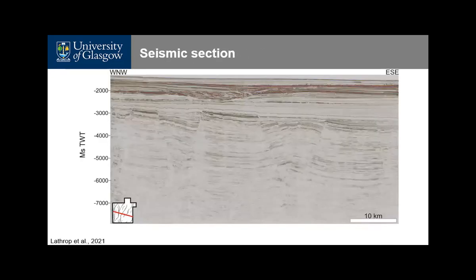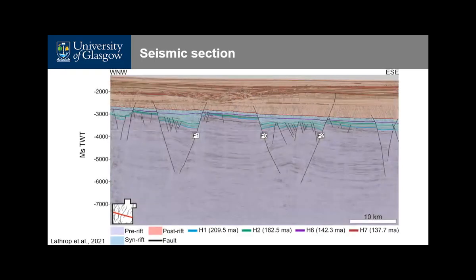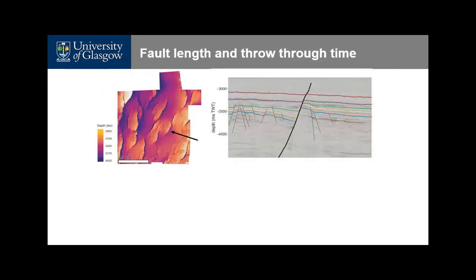Okay, so this is what my seismic data looked like. And I'll throw some interpretation on there. Again, we've got purple pre-rift, blue syn-rift, red post-rift. And the fault that we are going to be focusing on is this one right here, which I was calling fault 2. So again, that's this one right here.